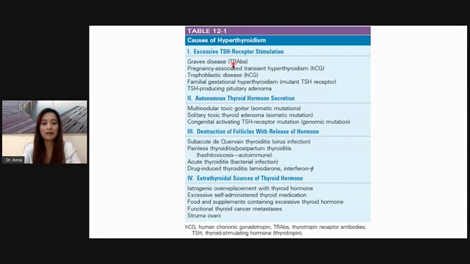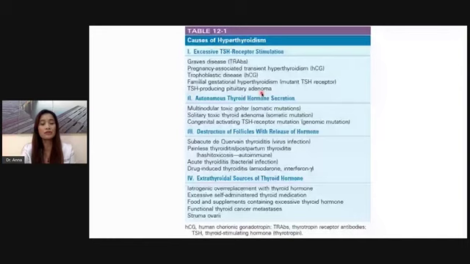You can also have trophoblastic disease, also mediated by your beta HCG. You can have familial gestational hyperthyroidism and TSH producing pituitary adenoma. And these are very rare conditions. I think the only thing that you have to remember are the first three.